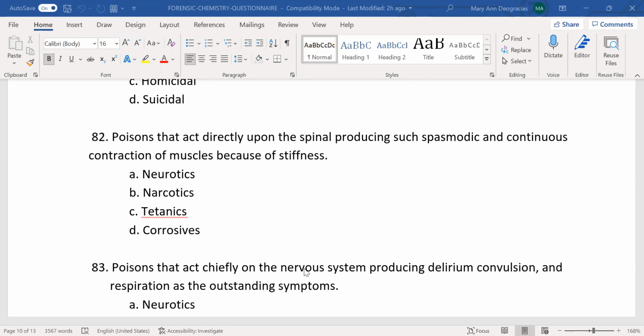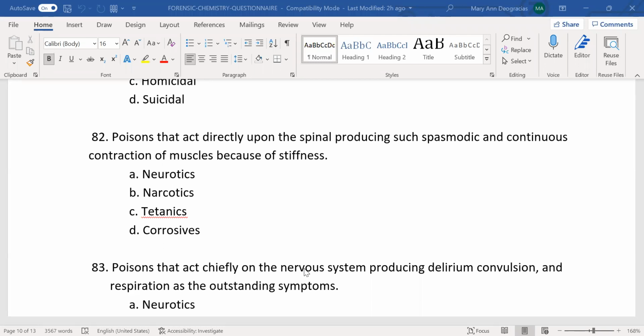Ano ba yung ibig sabihin na tetanics? Tetanus. Yan. Nasugatan ako, tapos hindi nagpa-anti-tetanus. Yan, that's tetanics. Narcotics, ano ba ang dyan? Affected dyan. Narcotics. Brain din. Neurotics, brain din. Corrosives, depende kung saan in-apply yung corrosives. But corrosives kasi is, it will, what do you call this? Corrode the part of the body where it was applied. Nakakasunog ang corrosive like acids.